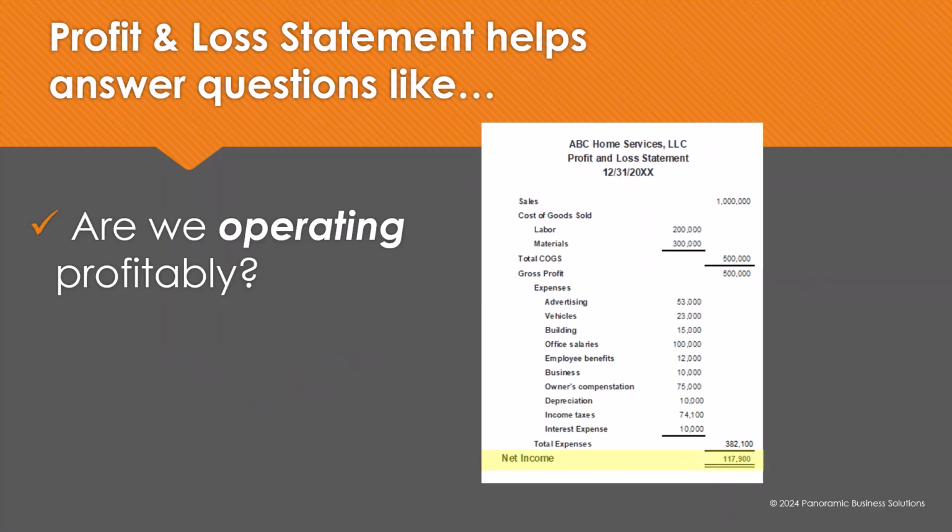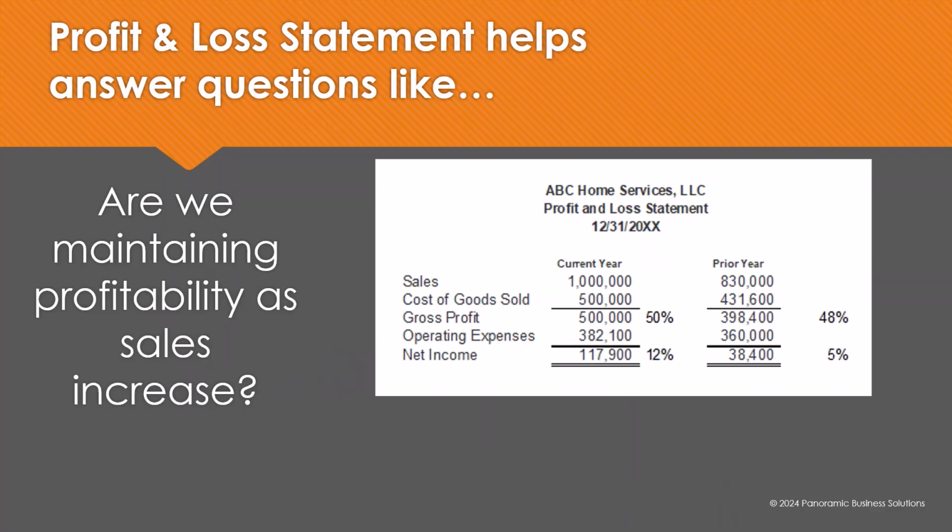You can look at your bottom line number and compare that to your total sales and see that you've got 12% profitability. If that aligns with your goals, then great. If not, then you know you've got work to do. You can also confirm that as your sales increase, your profitability is increasing as well. So sales increased by 20% and our gross profit, we're getting more efficient and we're seeing huge strides in our bottom line. But the report has limitations.